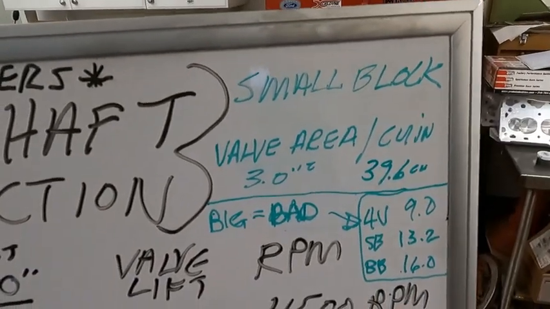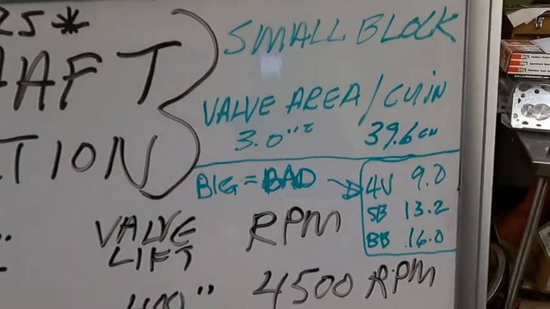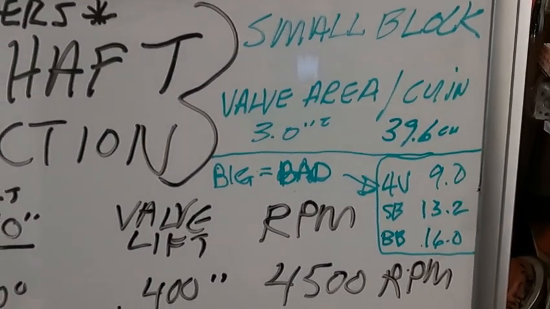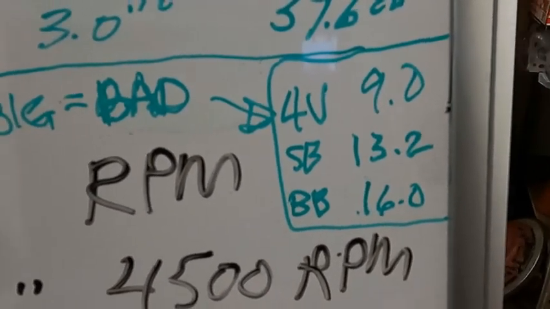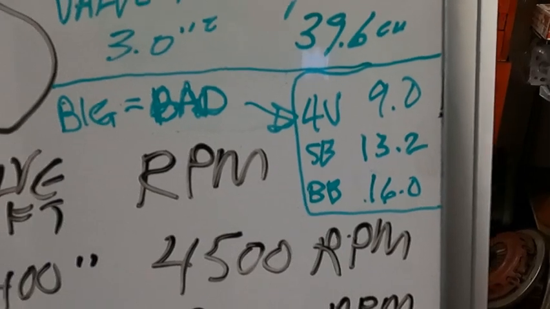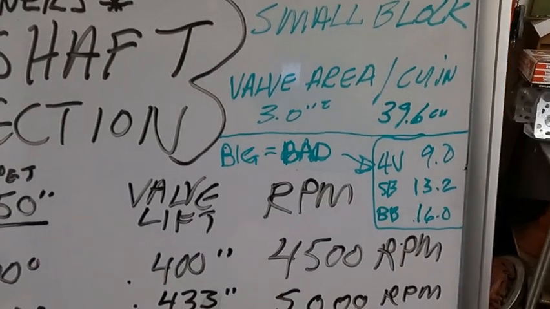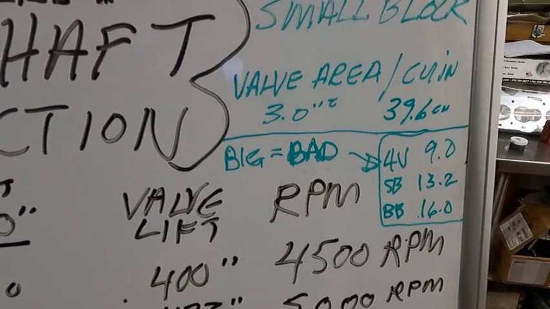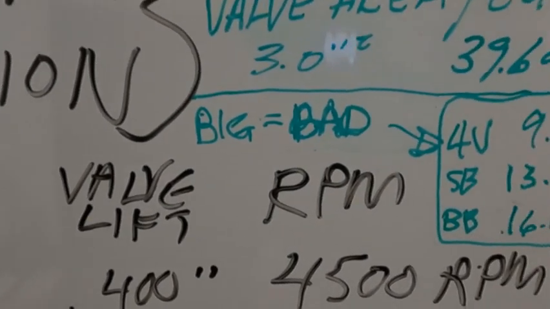small block engine. And what I use to dictate small blocks is a valve area per cubic inch rule. So this engine's got 3 square inches of valve area. It's got 39.6 cubic inches per cylinder. And that puts it in a target of about 13.2 cubic inches per square inch of valve area. And a lot of small blocks fall in that range. Normal small blocks, not really big bore stroke stuff, but a lot of your normal small blocks fall in that range. And then on this little chart, the bigger the number equals bad.